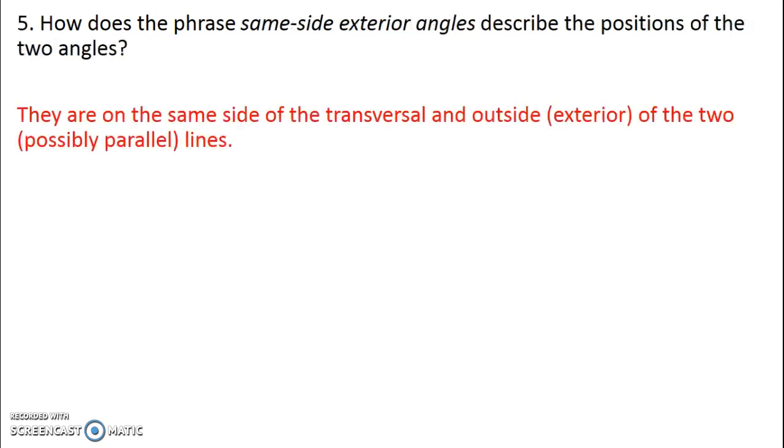Question 5 is the same question, but now we're talking about same side exterior angles. When we're saying same side, we mean they're on the same side of the transversal. When we say exterior, we're talking about the position inside or outside the two lines that oftentimes are parallel. And if they're exterior, they're on the outside. They're exterior to the two lines.